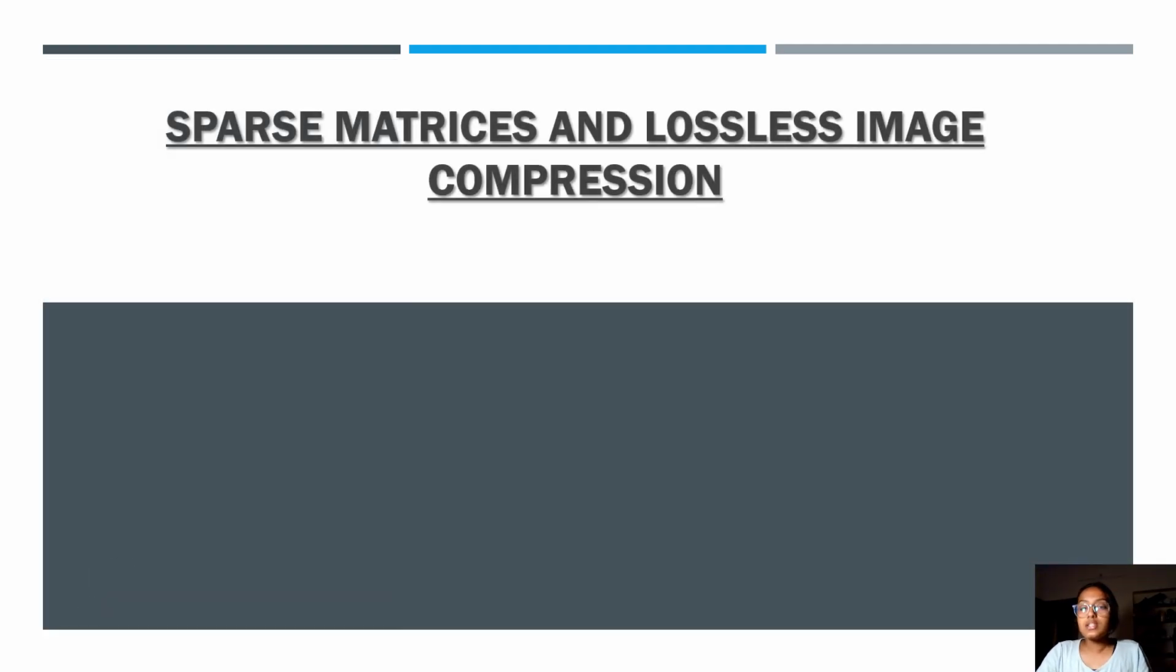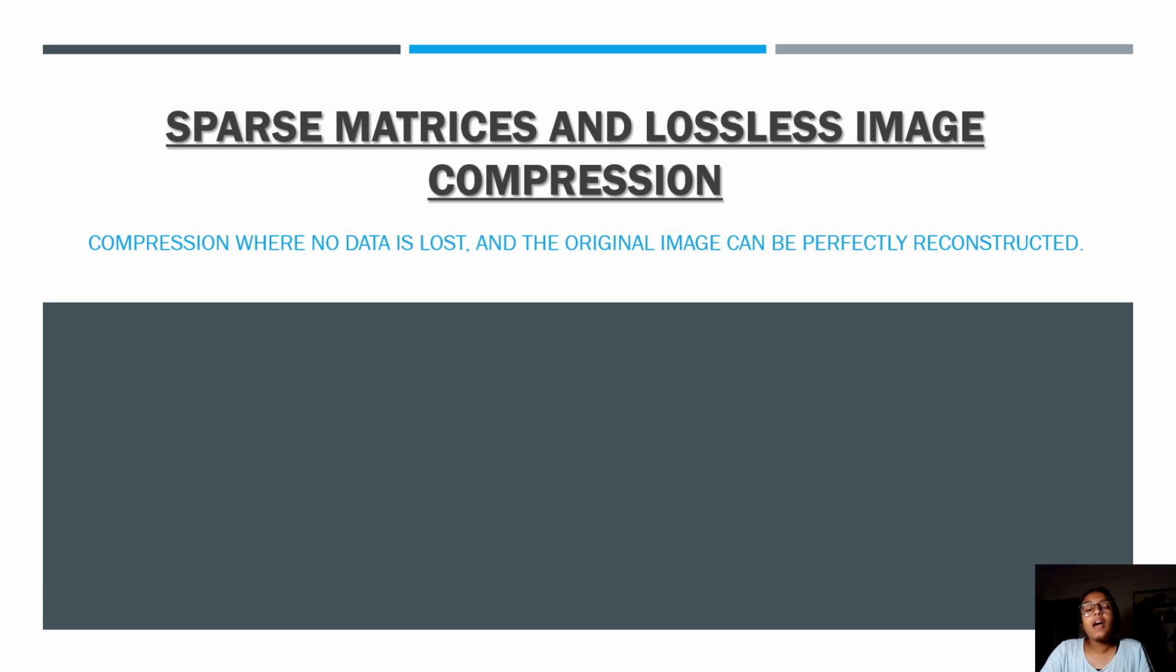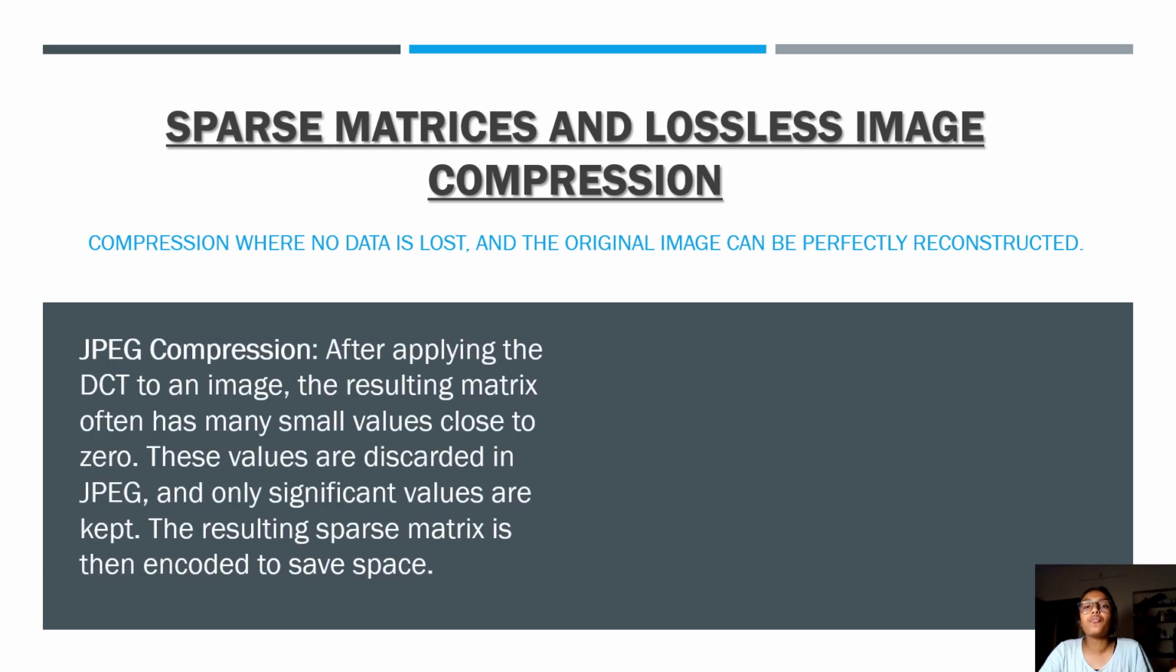Sparse matrices and lossless image compression. In this case, we have two types of image compression as we saw earlier, which is lossy and lossless compression. Lossy images are usually bad quality images that we get after compression. But lossless image compression tries to retain the maximum quality of the image by trying to just reduce the image size in an efficient way. Compression where no data is lost and the original image can be perfectly reconstructed is called lossless image compression.